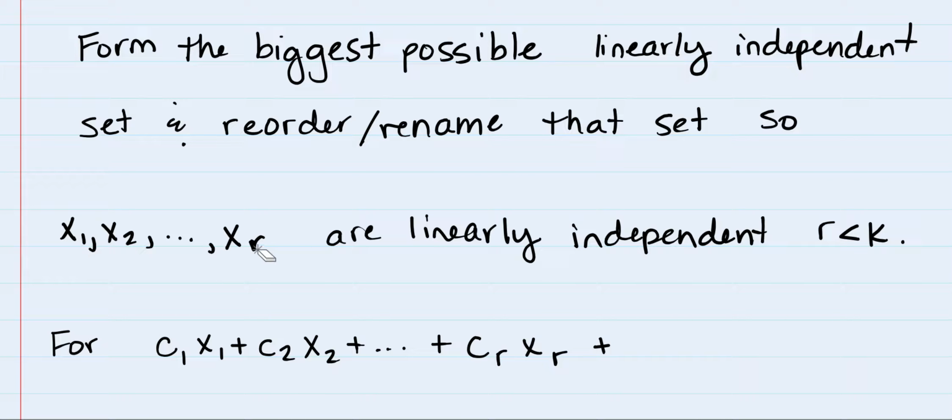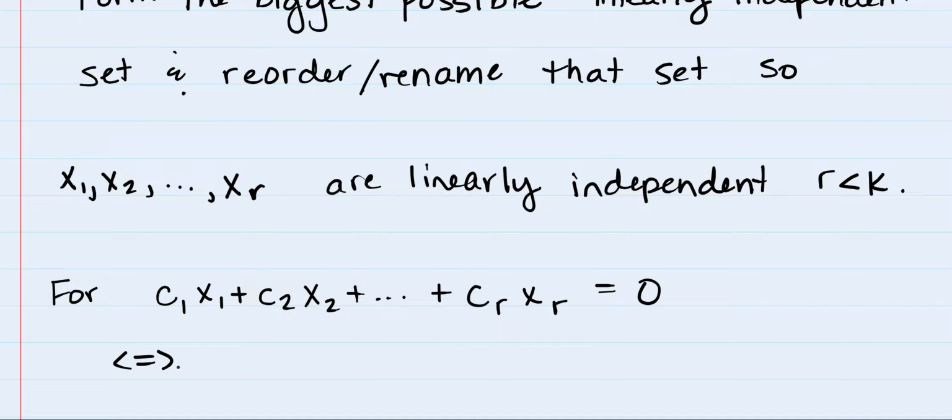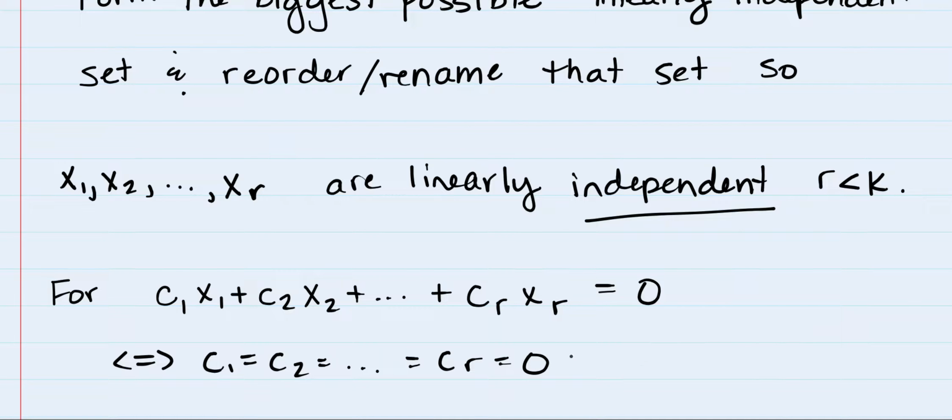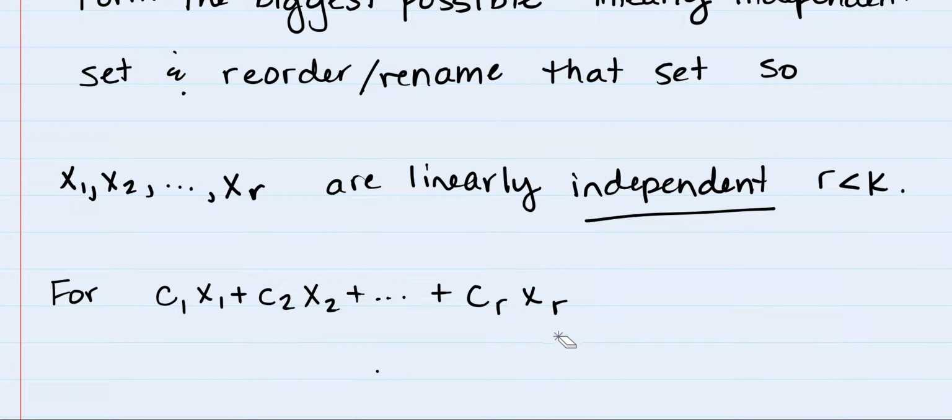Well, if this set is linearly independent, then we know that c1 times x1 plus c2 times x2 all the way to cr times xr is equal to 0 if and only if all of these ci's are equal to 0, because they're linearly independent. But if I add an extra vector here, so I have c1 x1, c2 x2 all the way to cr xr, but then I also add cr plus 1 xr plus 1, and set that equal to 0.